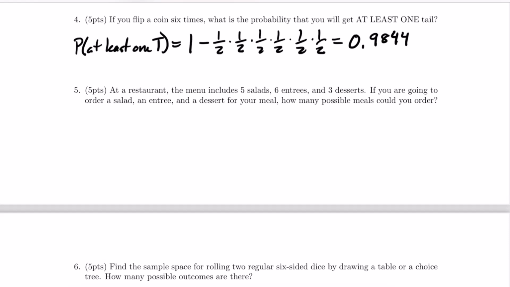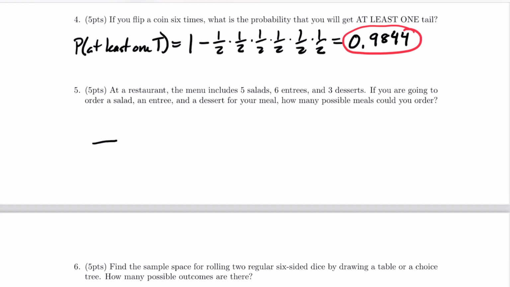So it's about 98% likely that you'll get at least one tail. And then on question 5, it says, at a restaurant, the menu includes 5 salads, 6 entrees, and 3 desserts. If you're going to order a salad, an entree, and a dessert for your meal, how many possible meals could you order?